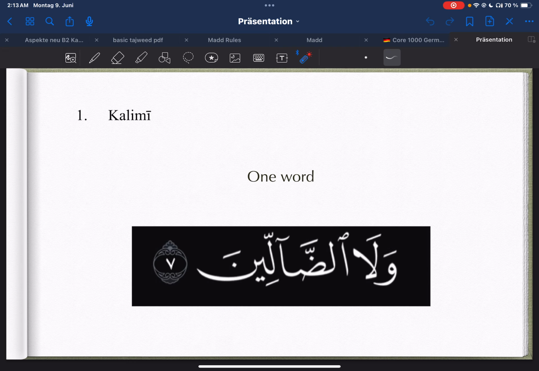Let's start with the first category, مد لازم كلمي. It should happen in one word. The word here is ضالين. How do we pronounce it correctly? We have the symbol of mad, and then the second letter, lam, has the symbol of shadda. If we have a shadda or a sukun after the symbol of mad, then this is mad lazim. Let's say: ولا الضالين. You will notice that we stretched the vowel of mad by 6 beats, 6 حركات.